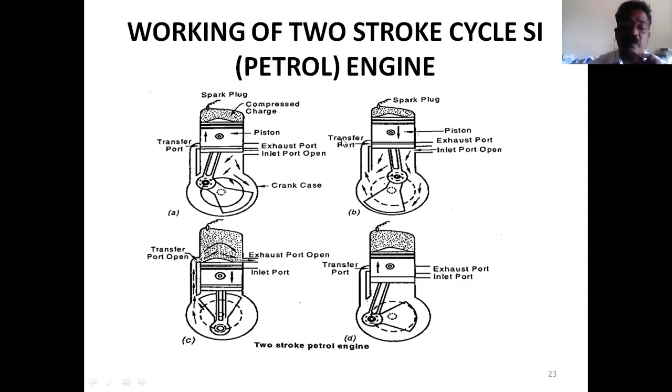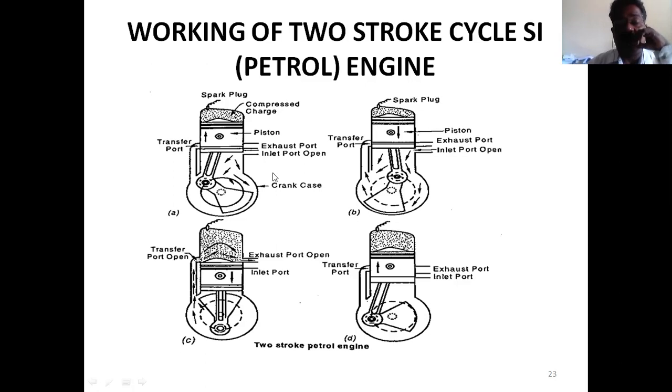What is the difference between a port and a valve? In a four-stroke engine, we have valves, and in a two-stroke engine, we have ports. A valve has a separate mechanism for operating it, that is in the four-stroke engine. Whereas in the two-stroke, there will be a port, and the piston opens and closes the port. So this is what happens in the two-stroke SI engine.